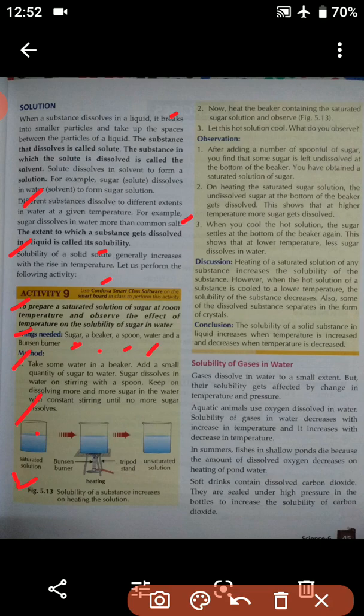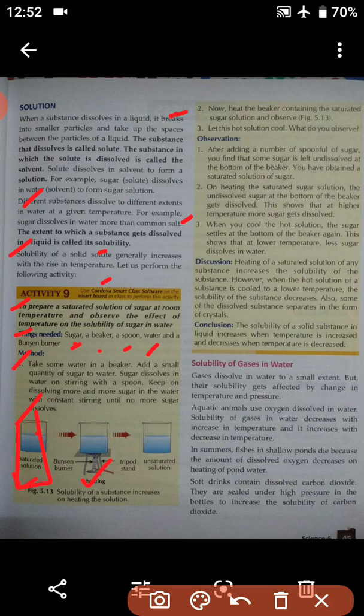Okay, so as soon as it stops dissolving, that solution will be called the saturated solution. So in number 2, we have to heat the beaker containing the saturated sugar solution and observe. So we have to heat this one. Here it is heating and we have to observe.